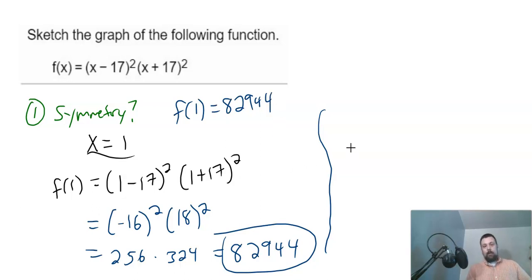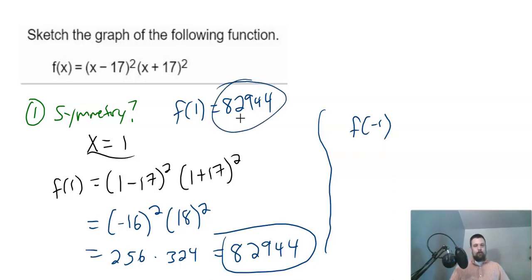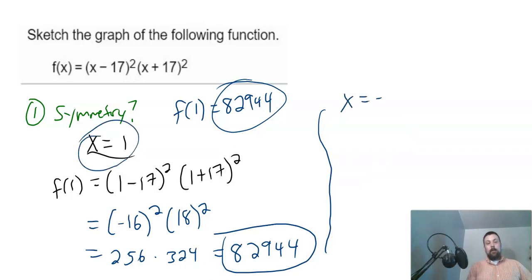If this function is even, then when I plug in negative 1 for x, I should also get 82,944. If this function is odd, then when I plug in negative 1, I should get negative 82,944. And if I get anything else besides those two outcomes, then it's neither. It's not even or odd. Right? So that's how we test for symmetry. So plug in the same number over here, but opposite sign. I plugged in positive 1 here, so I need to plug in negative 1 over here.